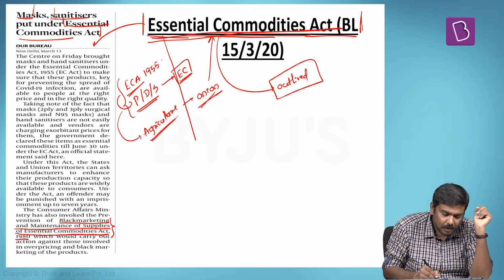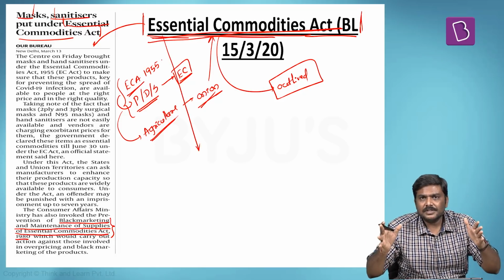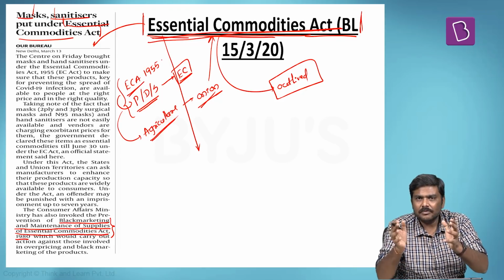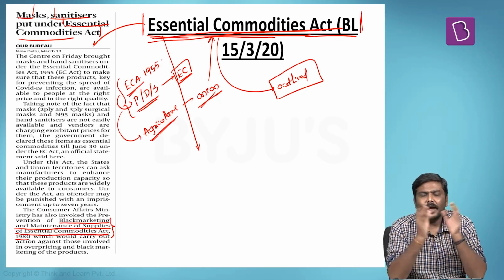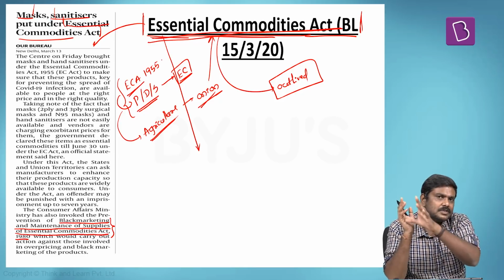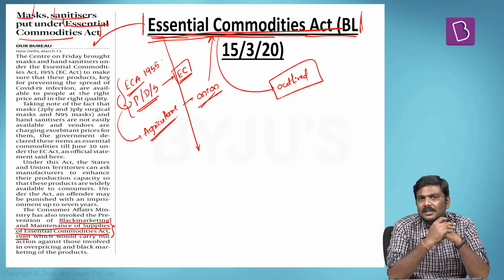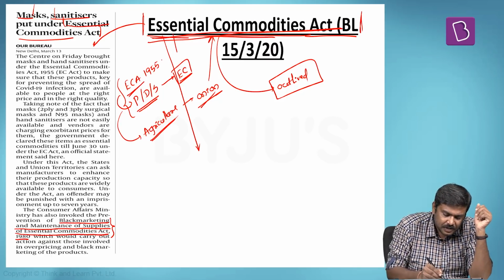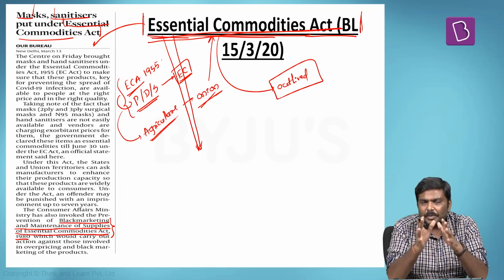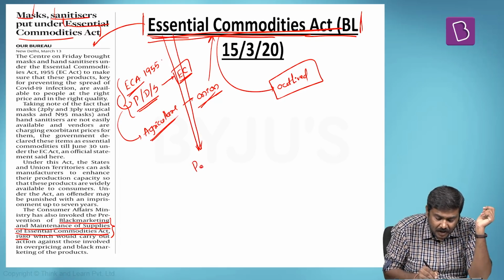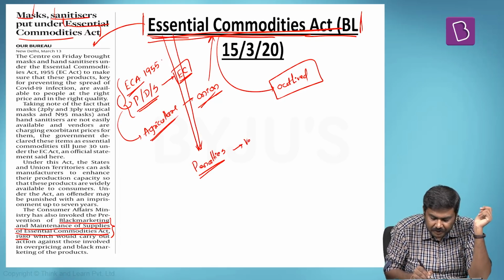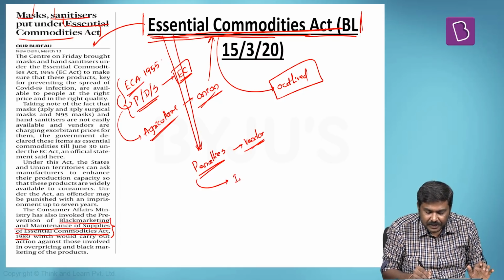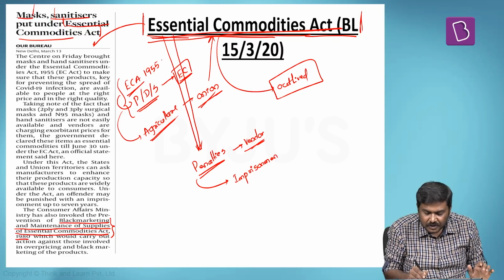Now, under the Essential Commodities Act, if Government of India says you will have to sell the produce or the products within this particular price range, and a seller violates the provisions of this Essential Commodities Act, what is the recourse? Under the provisions of the Essential Commodities Act, government can impose penalties on the vendor. Not only this, the vendor or the supplier can even be sent to prison as per the provisions of Essential Commodities Act.